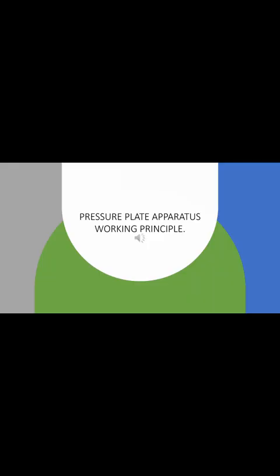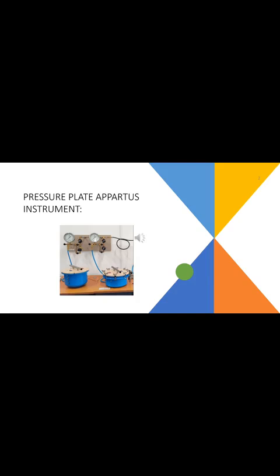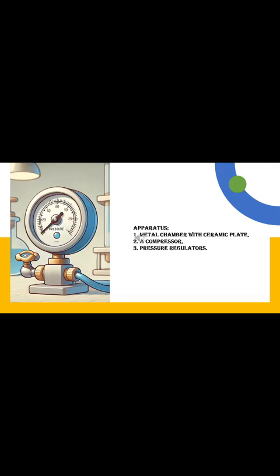Pressure plate apparatus working principle. This is the pressure plate apparatus instrument. These are the apparatus required for the working principle of the pressure plate apparatus. First, a metal chamber with a ceramic plate. Second, a compressor. Third, pressure regulators.